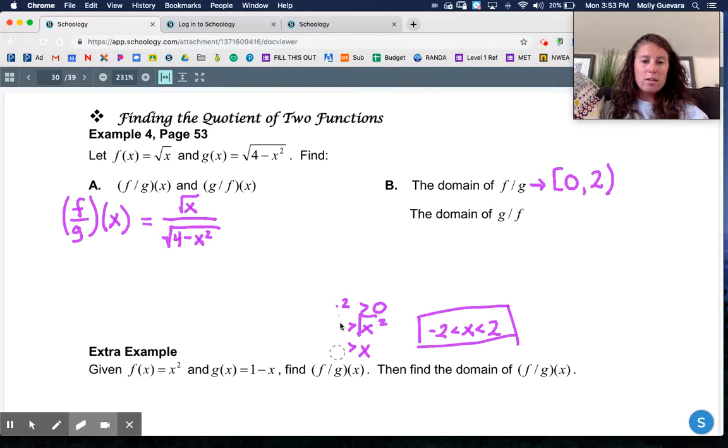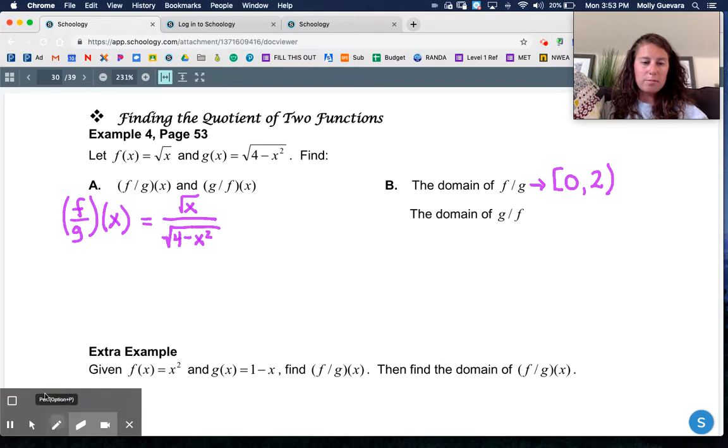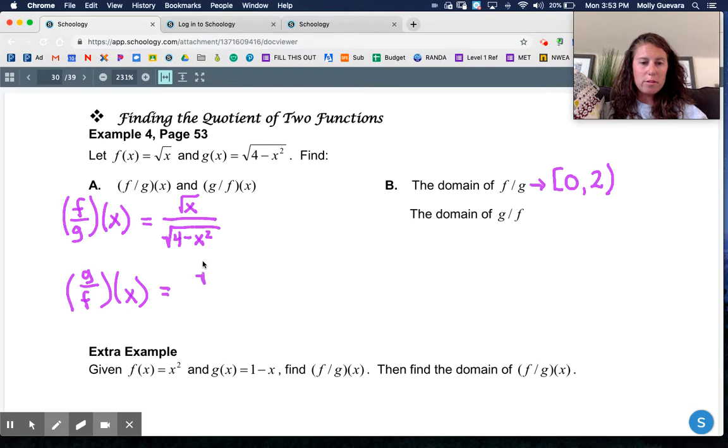Okay, so let's look at the next one, which is g of f of x. So now I want g over f of x. So now the g is on top, so I have the square root of 4 minus x squared on top and square root of x on bottom. So there's writing the function.